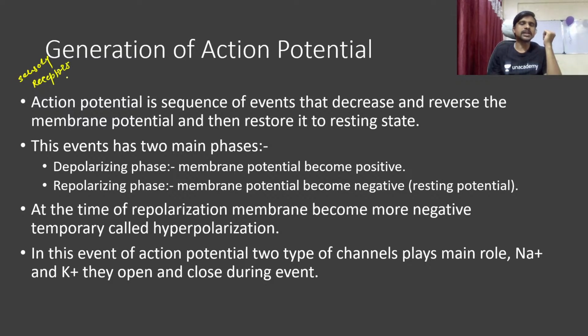Sensory receptors are taking a signal from the sensation, and they are moving toward the nerve, and these nerves are getting a signal, and that signal actually travels through the action potential. So this is the path or the way of traveling of a signal. Okay, so action potential means what?